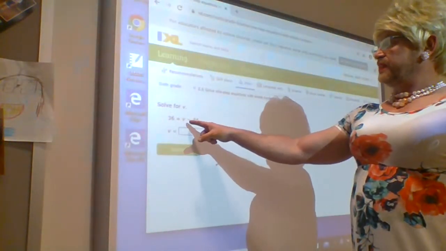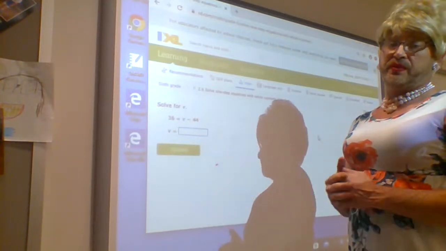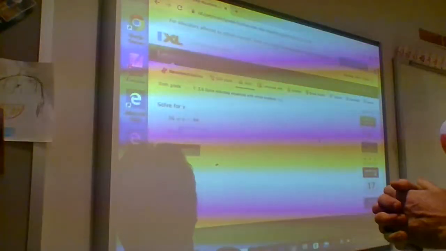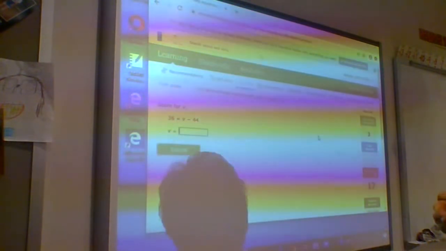Okay, so it says V minus 44 equals 36. So it's telling me to subtract 44. So I'm going to go to the other side and do the opposite of that, which I know is add 44. So I'm going to add 44 onto 36. Gives me 80.